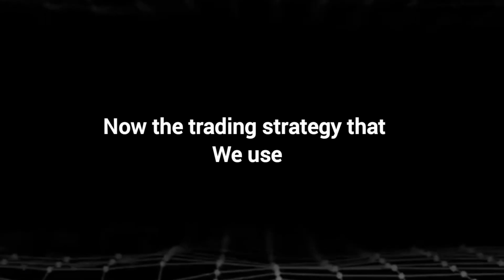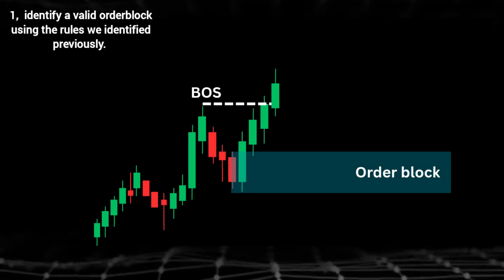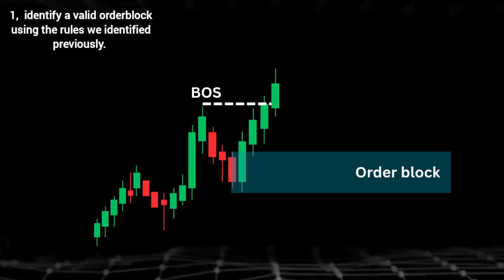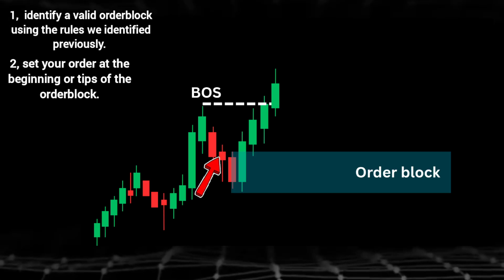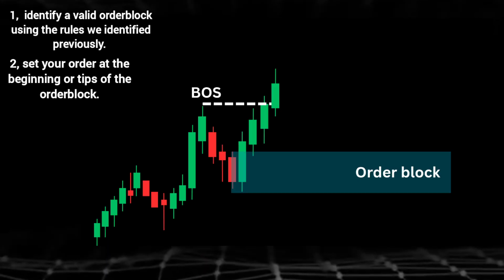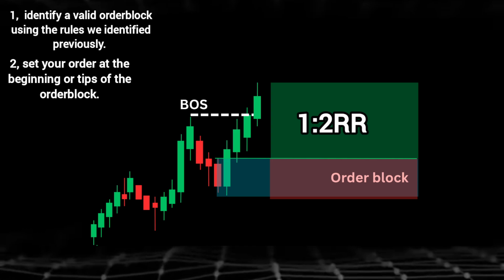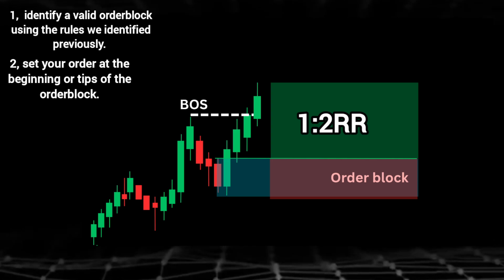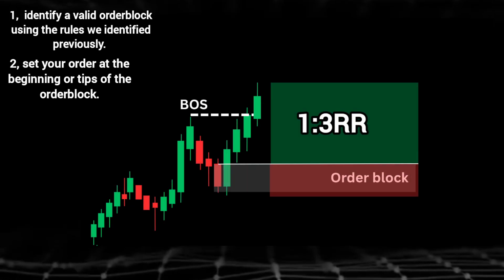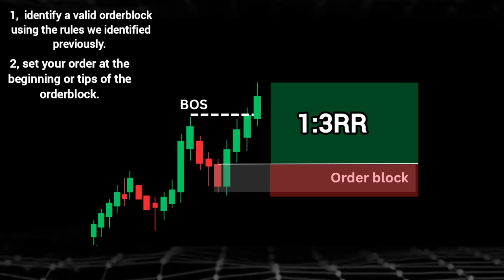Now the trading strategy we use is simple and here are the rules. In a bullish scenario: 1. Identify a valid order block using the rules we identified previously. 2. Set your order at the beginning or tips of the order block. You can use the wick to place your order or the body of the candle. The wick reduces your risk to reward ratio, but you catch more trades instead of missing them, while the body increases your risk to reward ratio, but you miss more trades unlike the wick entry.